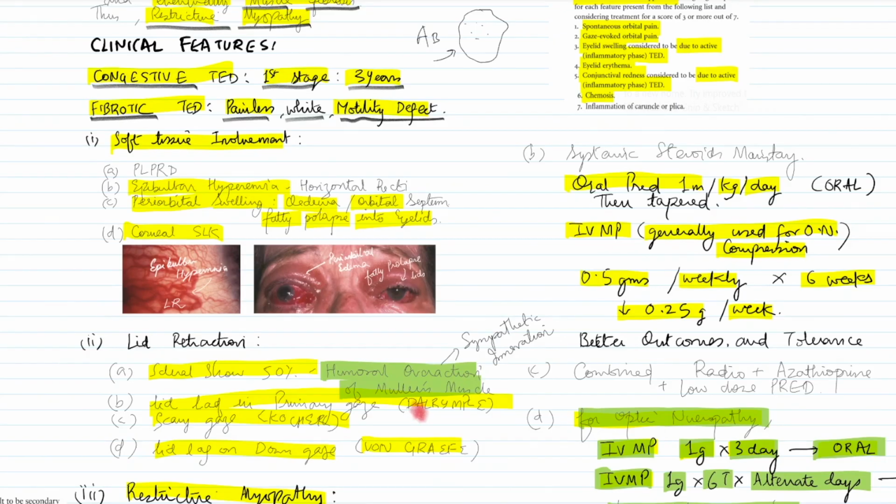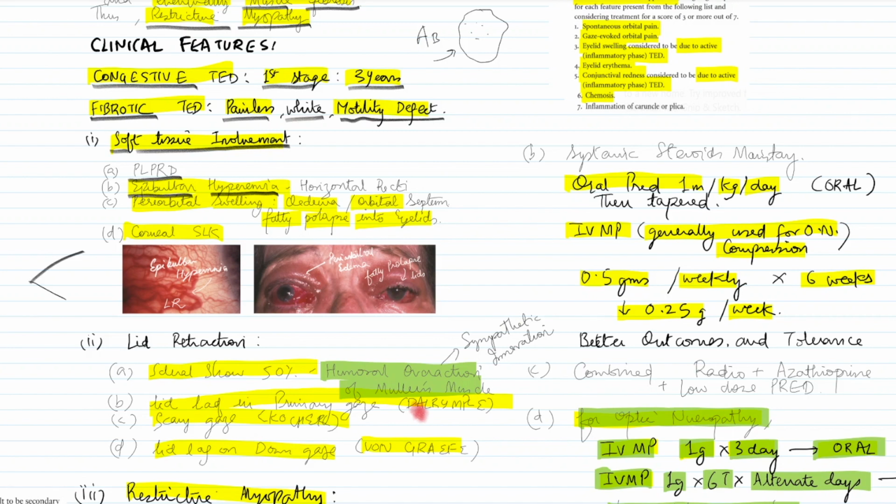In the soft tissue involvement stage, you see that there are the PLPRD symptoms, which are the general symptoms for ophthalmology: P for pain, L for lacrimation, P for photophobia, R for redness, and D for discharge. Then we have bulbar hyperemia.